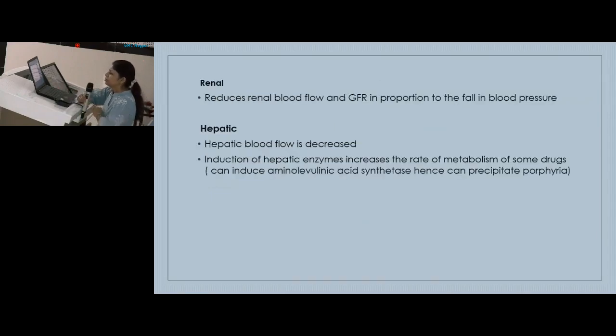On the renal system, it decreases the renal blood flow and GFR in proportion to the fall in blood pressure. On the liver, the hepatic blood flow is decreased. Induction of hepatic enzymes increases the rate of metabolism of some drugs and it can also induce aminolevulinic acid synthetase. So it can precipitate porphyria and hence it should not be used in a patient with porphyria.